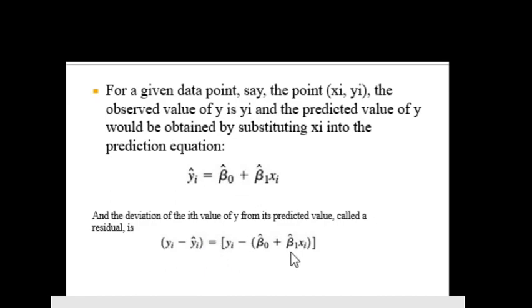We can plug in the straight line equation here: yi minus (beta 0 hat plus beta 1 hat times xi). The hat denotes it's based on the sample. So we will have a residual value for each value of y that we have observed. We have the observed value and the predicted value using the line. The observed value is the data point, and yi hat is the corresponding point on the straight line, so the residual is that vertical distance.